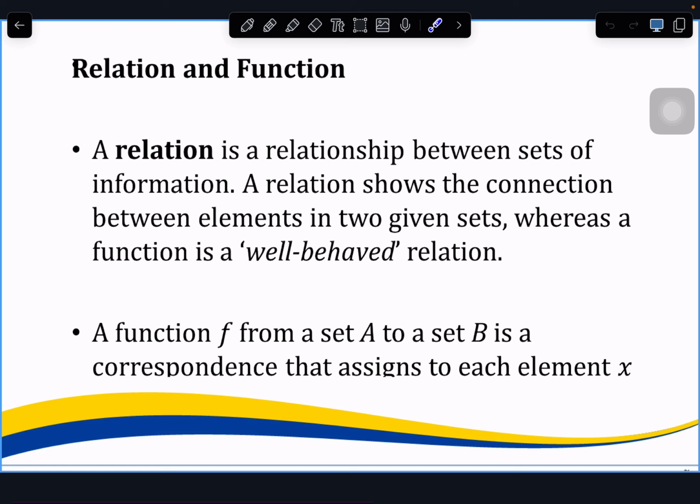Do you still remember how many relations we have? Yes, 4 relations. The first one is 1-to-1. Second one, 1-to-many. Third one, many-to-1. Last one, many-to-many. So we have 4 relations there, and not all 4 relations are functions. Only 2 relations are functions.